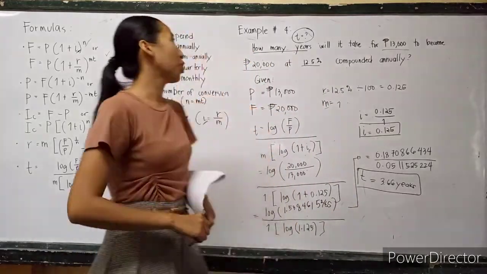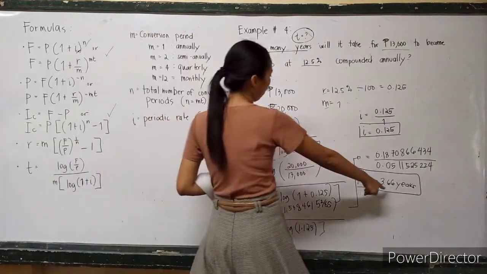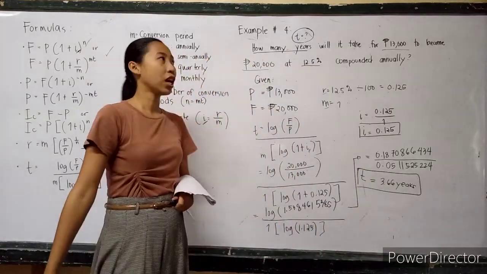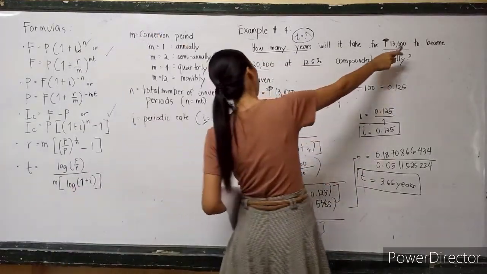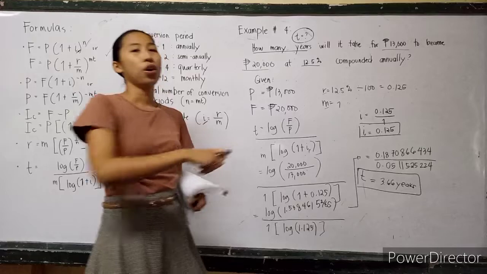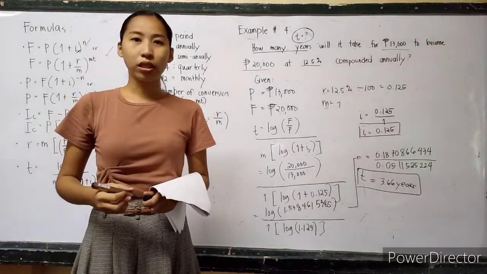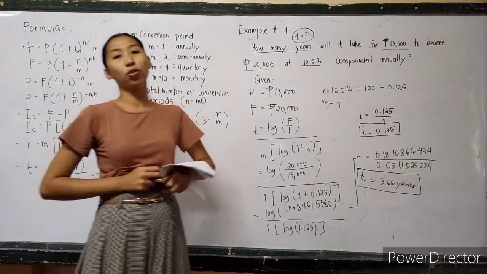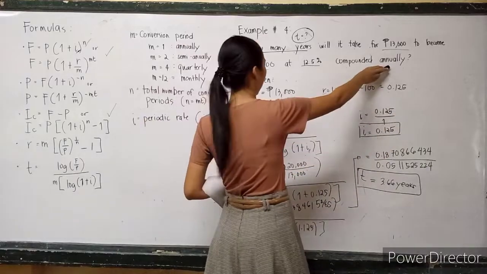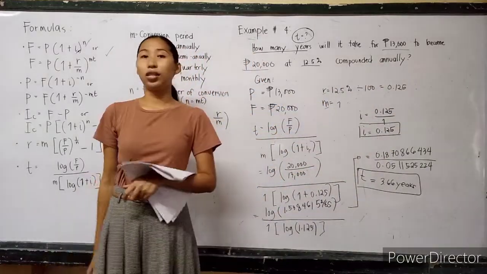Okay? So, it would take 3.66 years for your 13,000 pesos to become 20,000 pesos, if it is compounded annually and with this interest rate.